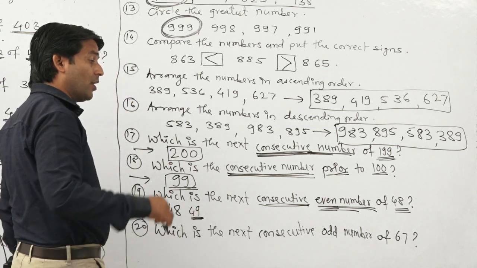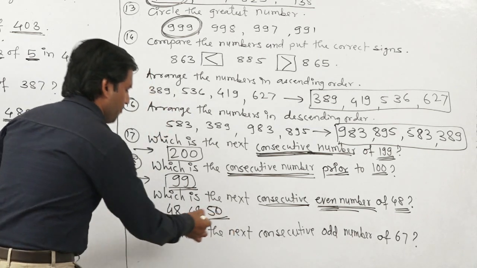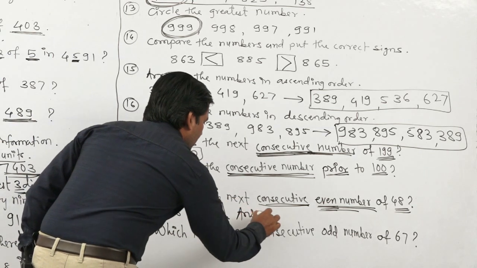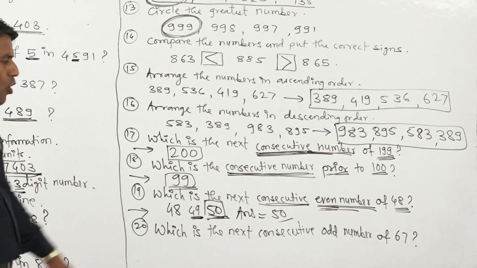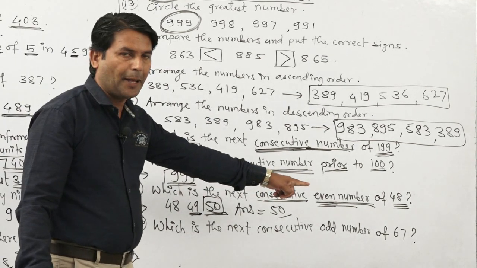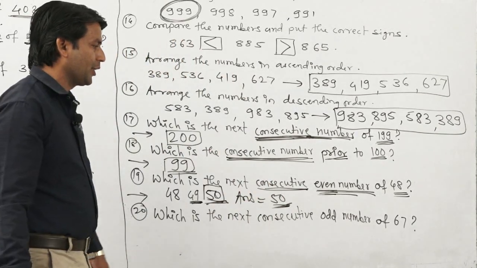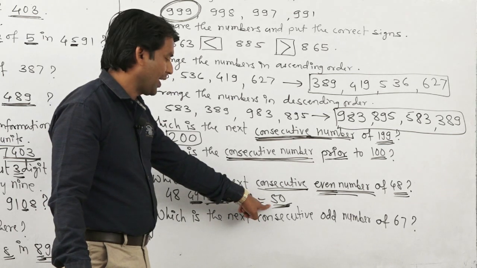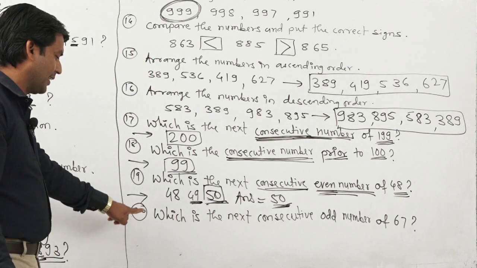We have to find out an even number. So that's why your answer will be 50. 50 is the next consecutive even number of 48. Okay. 48 के बाद में आने वाला नेक्स्ट consecutive even number कौन सा रहेगा? Which one? 50. Okay. After that, next one, question number 20, last one is there.